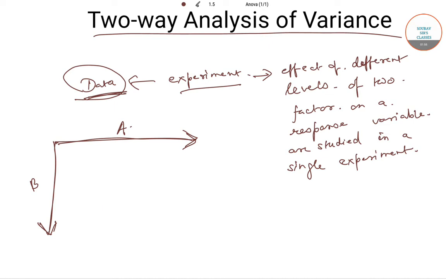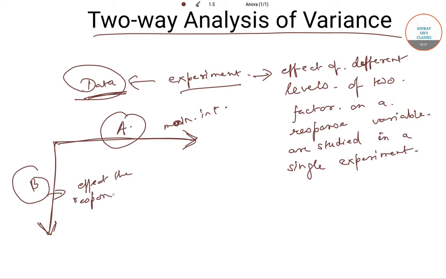Now it is possible that one factor is the main interest. Suppose A is the main interest, and the other factor, though it affects the response, is not the actual concern of the experimenter. In such a situation, these factors are called nuisance factors.